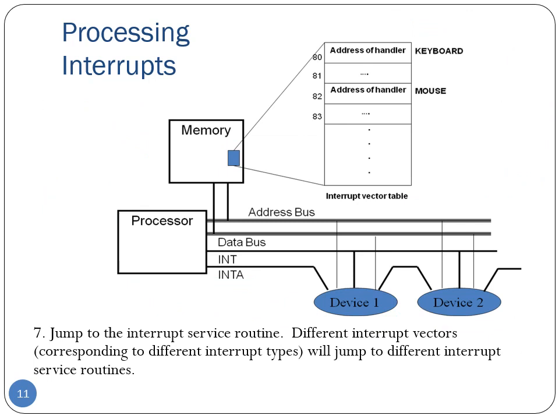We have already seen on the previous slide that after locating the interrupt handler, the CPU will jump to the interrupt service routine and execute it to service the interrupt. Note that different interrupt vectors, basically the interrupts corresponding to different IO devices or different types of interrupts, will jump to different interrupt service routines or interrupt handlers, as we have seen.